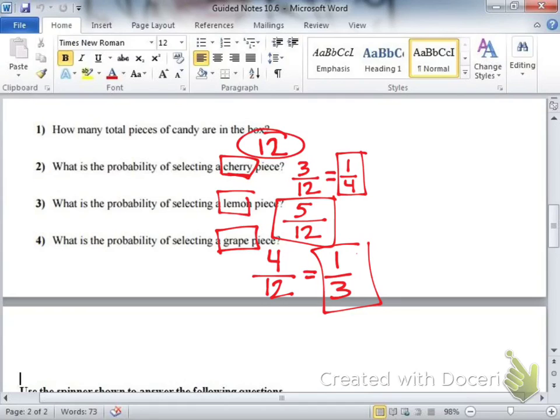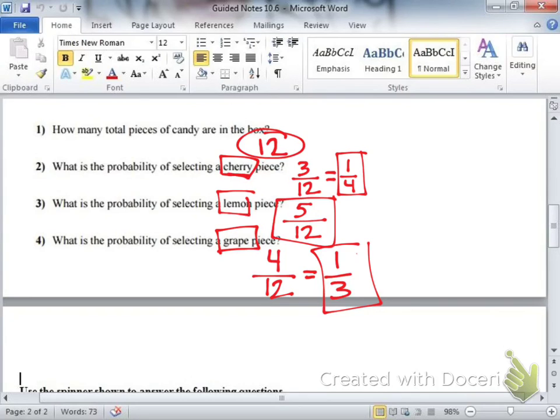9 out of 12. How'd you get that? Add 4 and 5. Yeah, you can add 4 and 5, right? These are all the ones that are not cherry. Another way to do it is using subtraction. Like if 3 of them are cherry, and there's 12 total, 12 minus 3 leaves you 9 that are not cherry. So there's a lot of different ways to ask these same types of questions. Those are just a couple of ways.